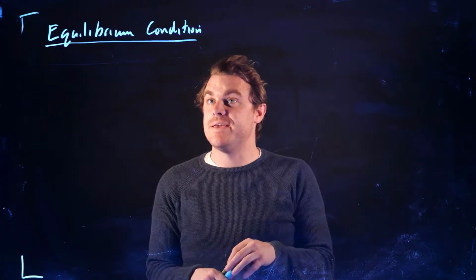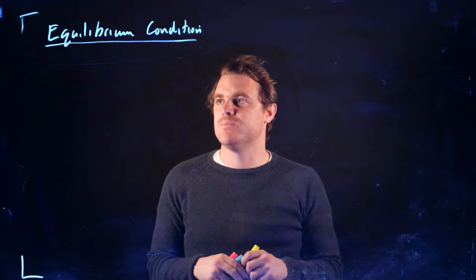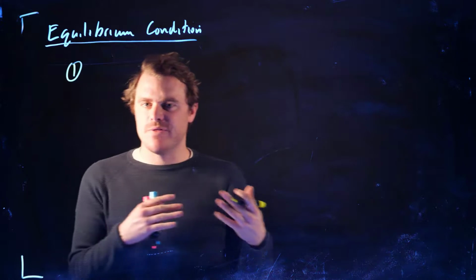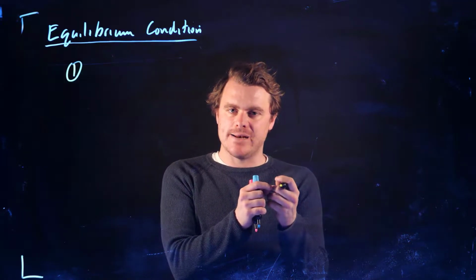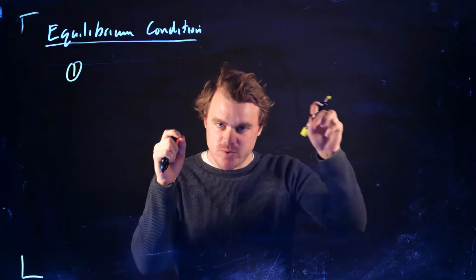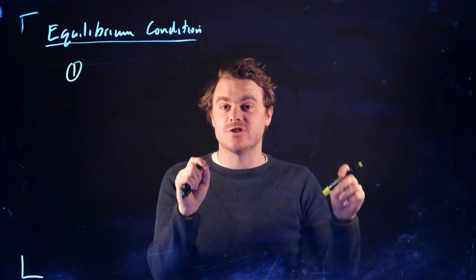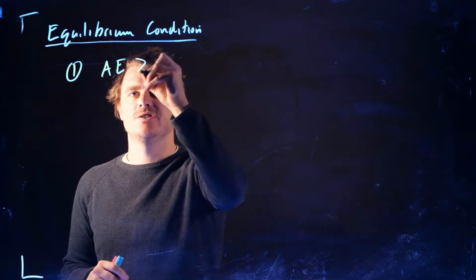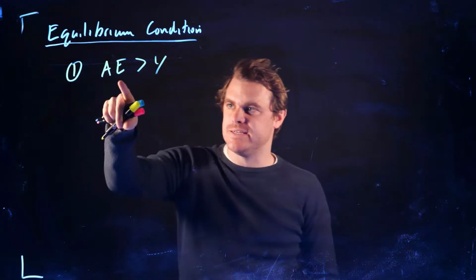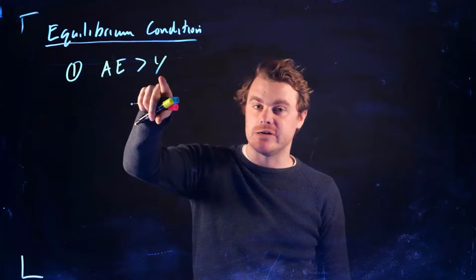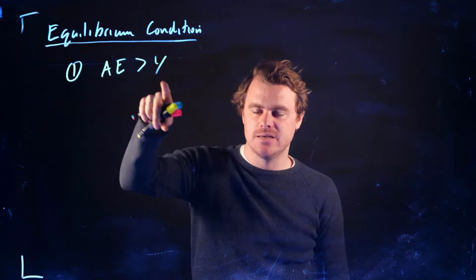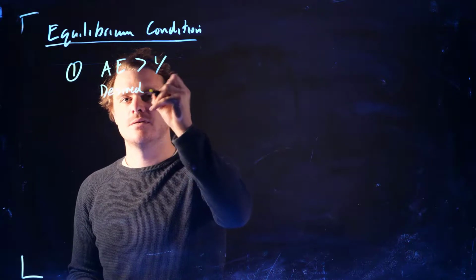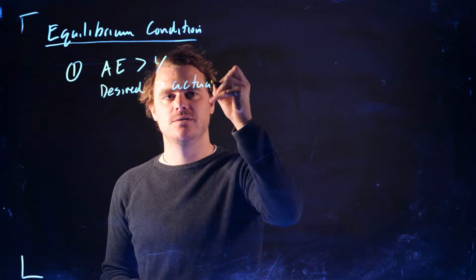All right, so let's think about the equilibrium condition of this model here. There's two different things that can be happening, and we're relating what's happening theoretically to what we're actually seeing in terms of the actual output in our economy. If AE is greater than Y, so if the desired amount of expenditure is greater than the actual amount we see, so that means desired is greater than the actual.